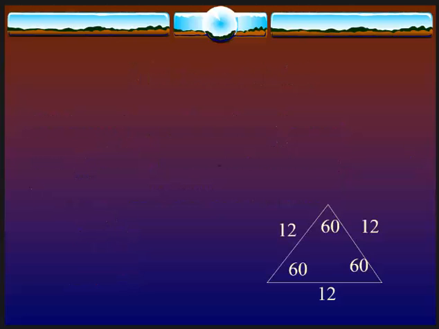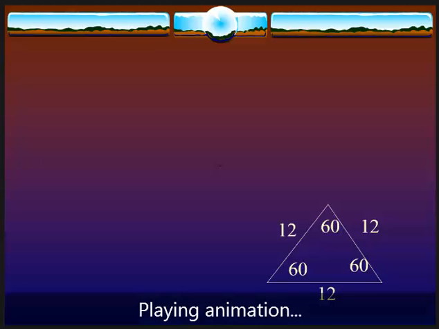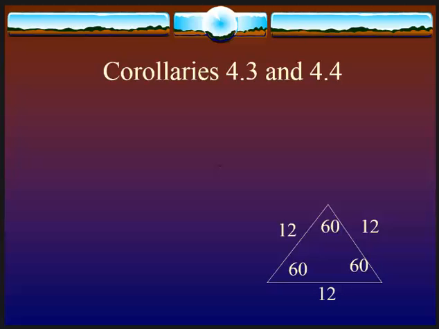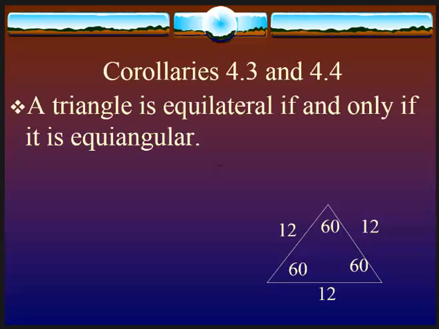What else do we know about triangles? Okay, we have two corollaries, kind of additions to our rules that should be kind of common sense based on what we just learned. The first one is a triangle is equilateral if and only if it is equiangular. In other words, in order for all three sides to be congruent, all three angles have to be congruent also.